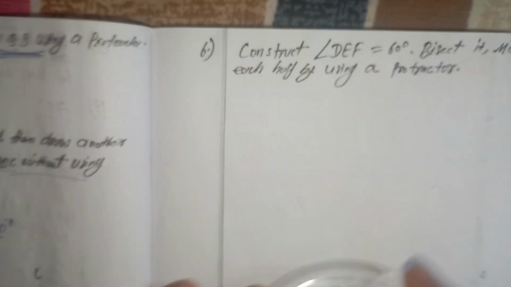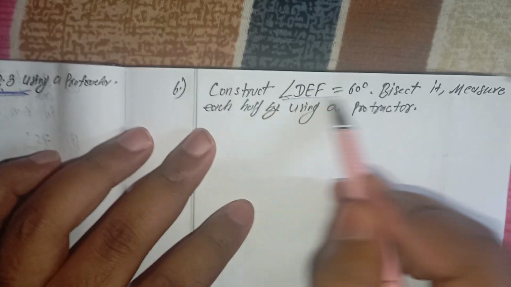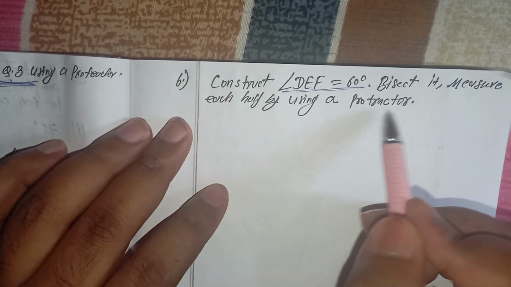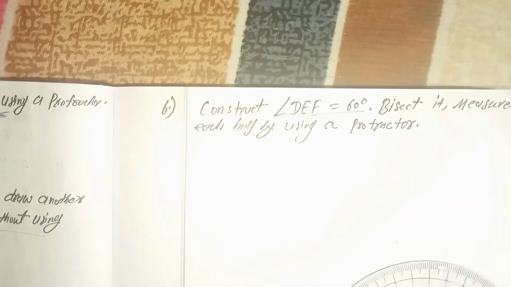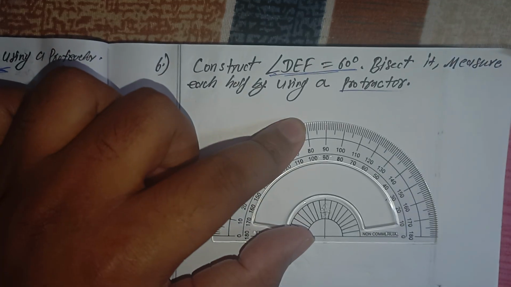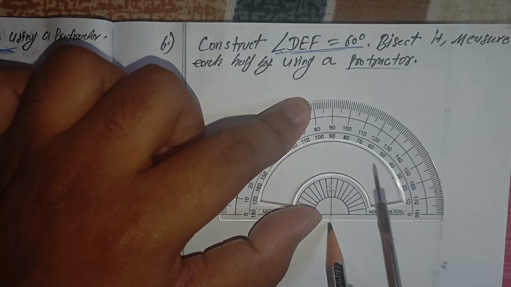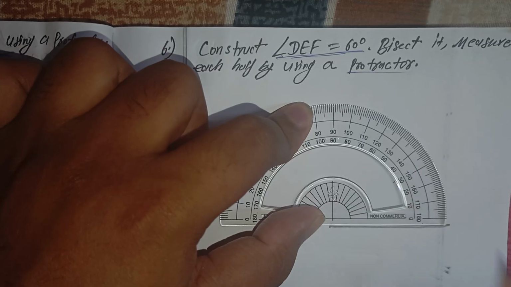So let's talk about this sixth question. It is also very easy. It says construct angle DBC of 60 degrees and its bisector without using a protractor. So we have to create a 60-degree angle and the bisector also. Okay, so just listen. See here, you have to draw a 60-degree angle. So this is your point. From here, a straight line.